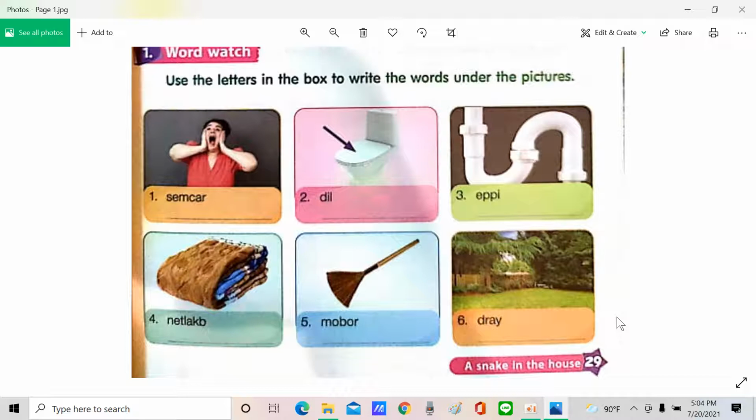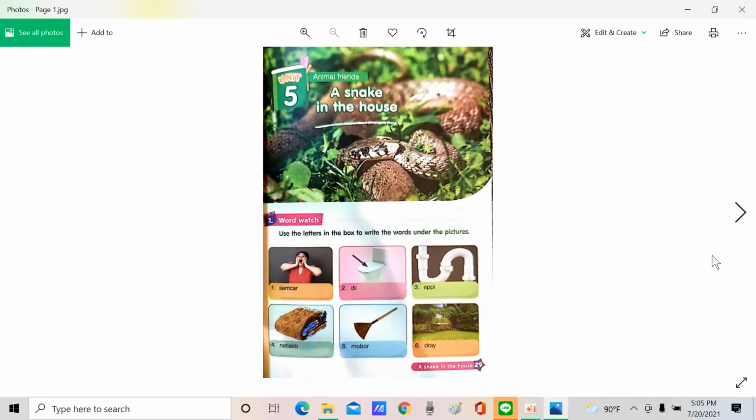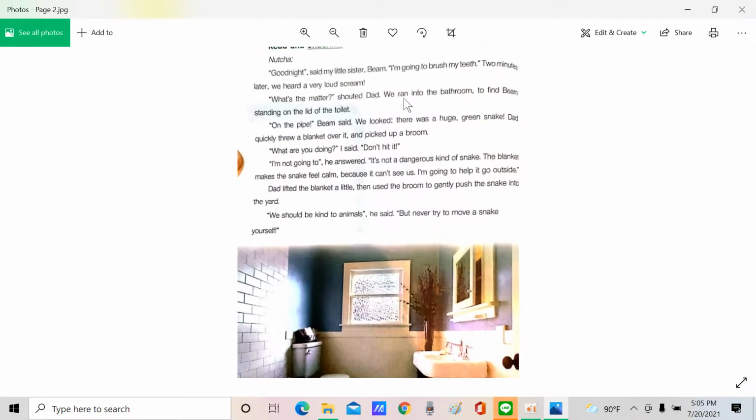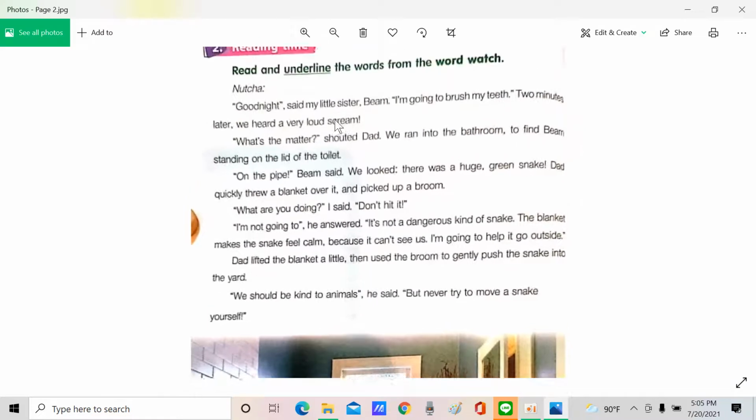When this yard is in front, we call it front yard because it is found in front. If it is at the back, it's called what? Backyard. Okay, front yard, backyard. Okay, now let us read the story. It's reading time. Let's read.